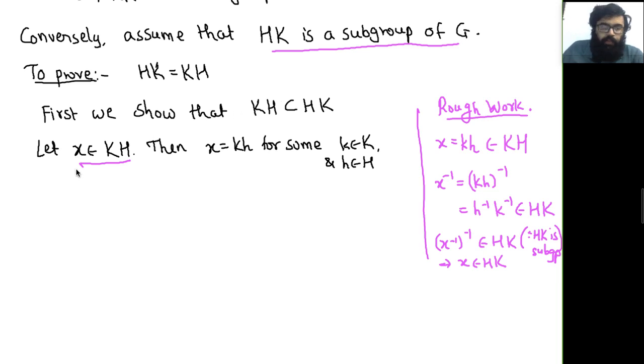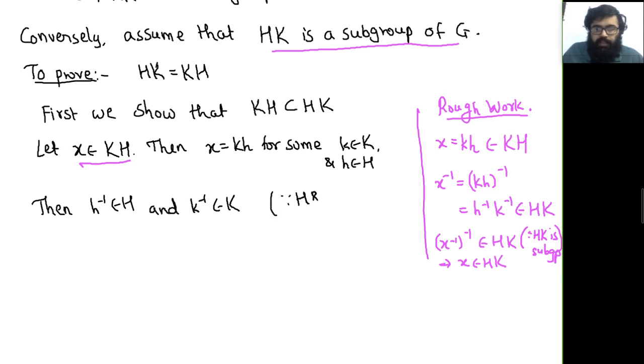So what we do, we take x belongs to KH, x equals kh for some k in K, h in H. Then h inverse belongs to H and k inverse belongs to K. The reason is, since H and K are subgroups.